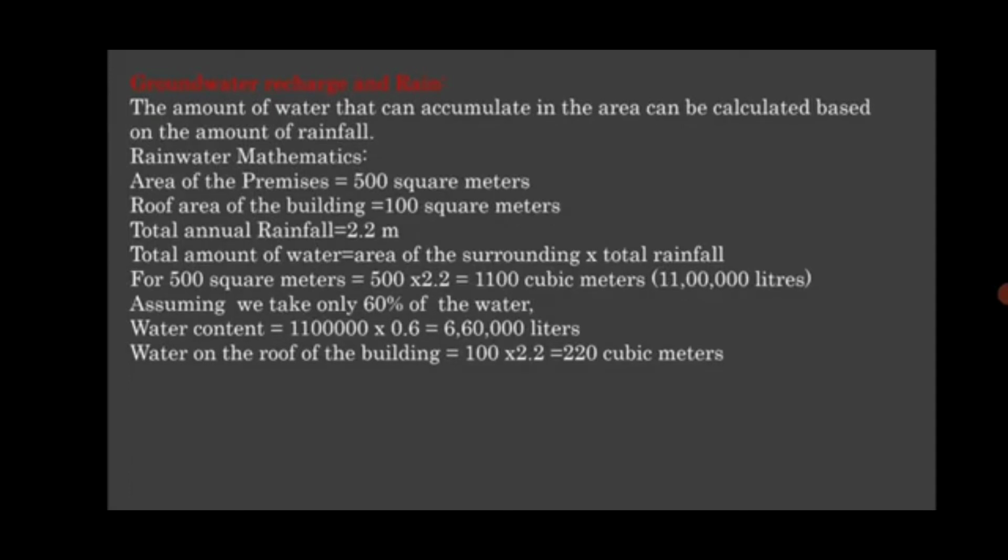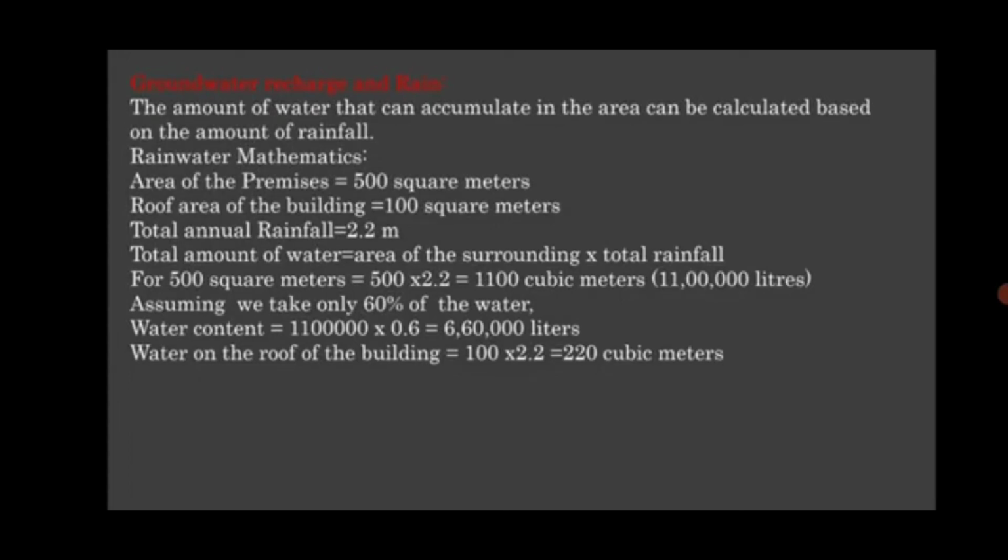Now the water on the roof of the building is calculated as 100 multiplied by 2.2. Why 100? Because the roof area is 100. So 100 multiplied by the total rainfall, which is 2.2, will give you 220 cubic meters, which is equal to 2,20,000 liters. Generally, one person needs 10 liters of water every day. So according to the above mathematics, the water will be enough for about 50 people to drink for a year.